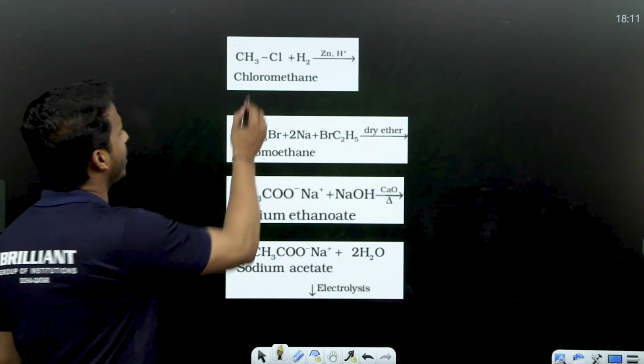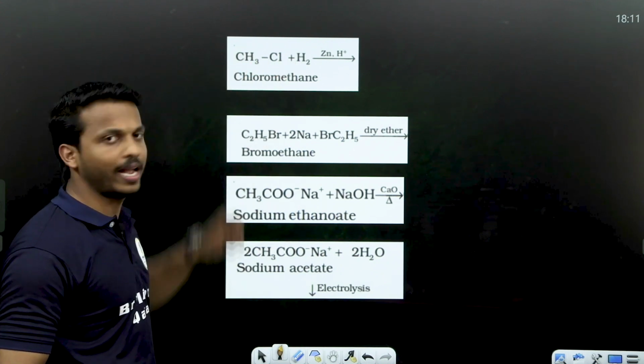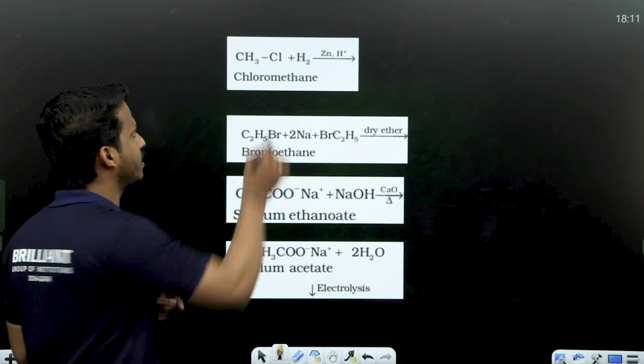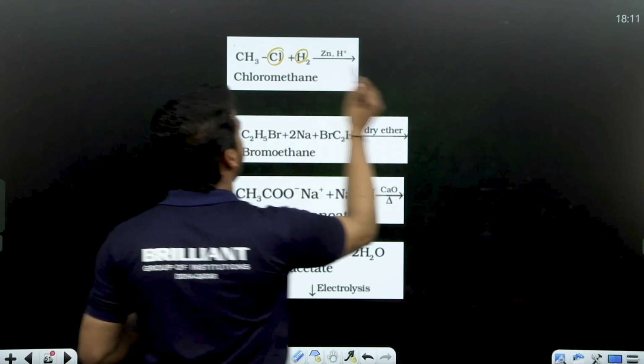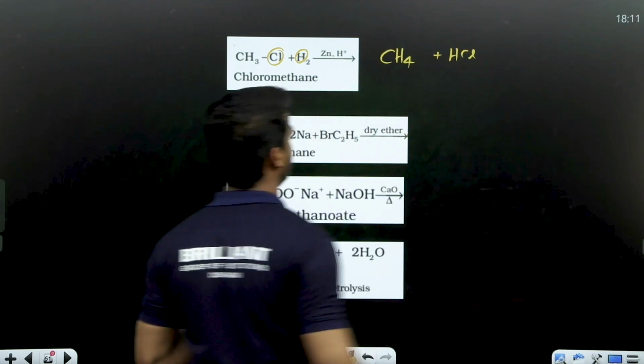Now, what happened in this reaction? Chloromethane is given. It's a haloalkane with H2, hydrogen. We know haloalkane reacts with hydrogen with zinc and acid. One HCl cut. What will you get? You will get CH4, methane.